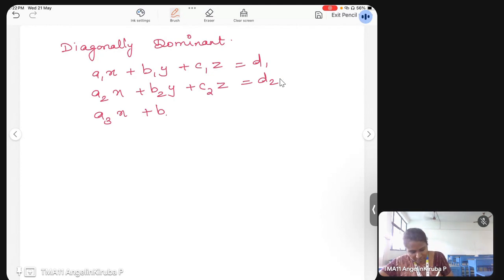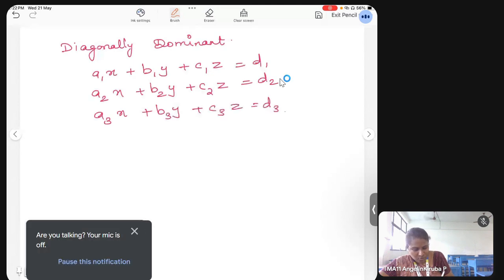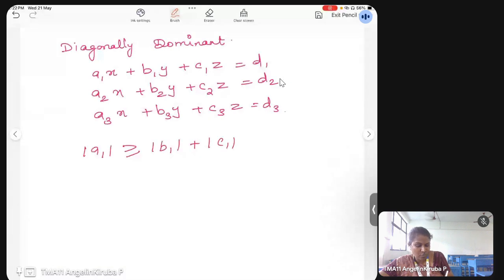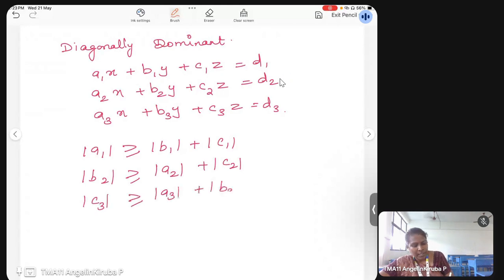Diagonally dominant condition. In the first equation, modulus of a1 should be greater than or equal to modulus of b1 plus modulus of c1. Modulus of b2 should be greater than or equal to modulus of a2 plus modulus of c2. Modulus of c3 should be greater than or equal to modulus of a3 plus modulus of b3. This condition is called the diagonally dominant condition.